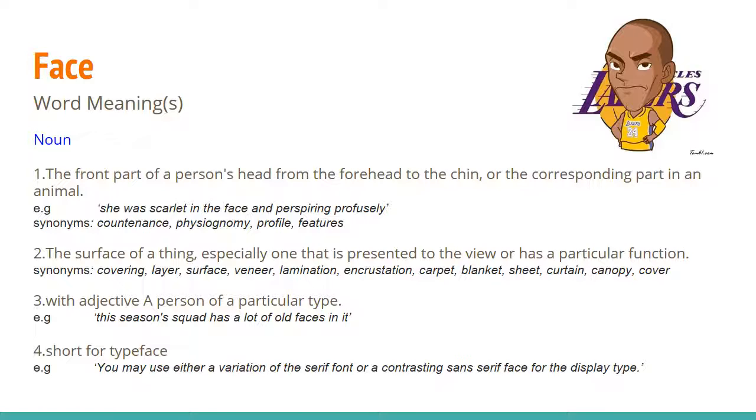Because face is so normal, I will not introduce the meanings that almost everyone knows. I will just introduce the meanings that maybe you are not very familiar with. The first one is face as a noun, like the third sentence I have shown, with an adjective: a person of a particular type. I can give you an example to help you better understand it. Just like this NBA season has a lot of old faces in it, such as Kobe Bryant.